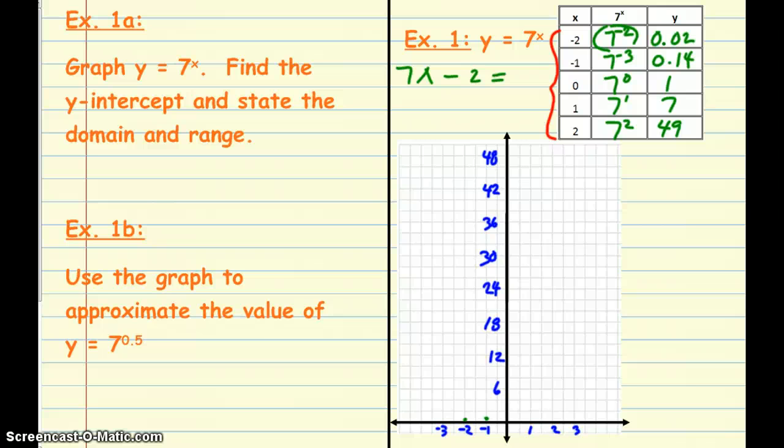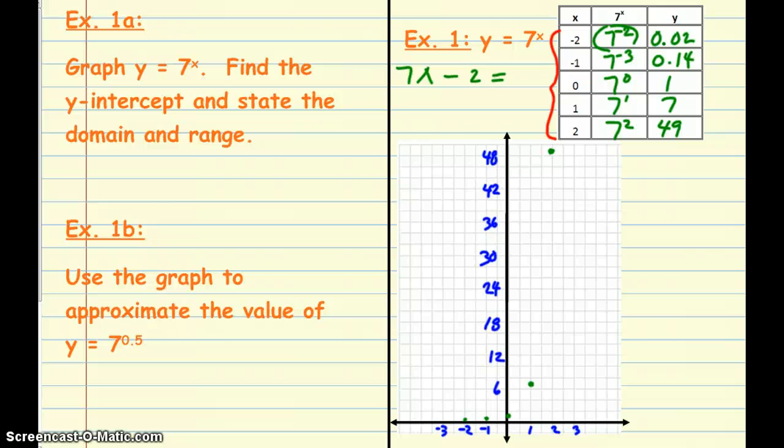Our coordinate pair there is 0, 1. Again, my y-axis is counting by 2's, so my 0, 1 is there. My next coordinate pair is 1, 7. Over 1, up 6, there's 8, so 7. And then my last point is 2, 49. Over 2, and then all the way up to 49.